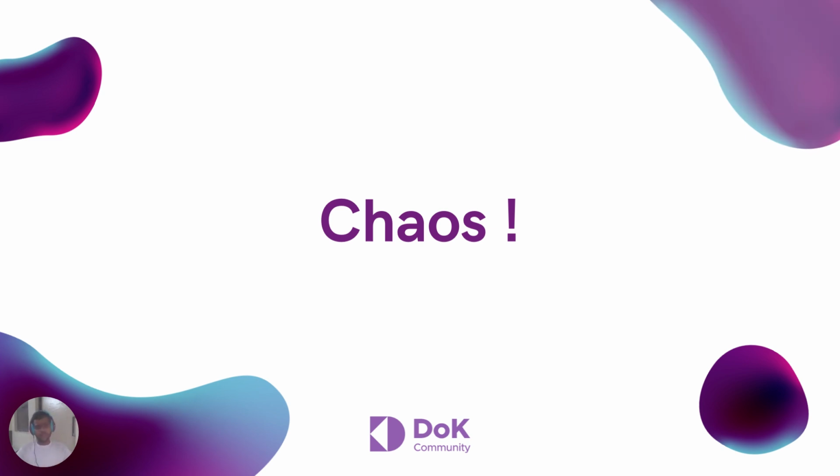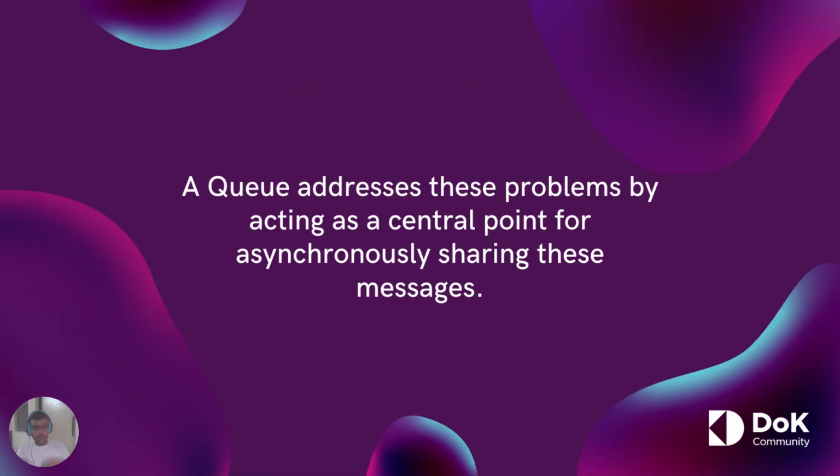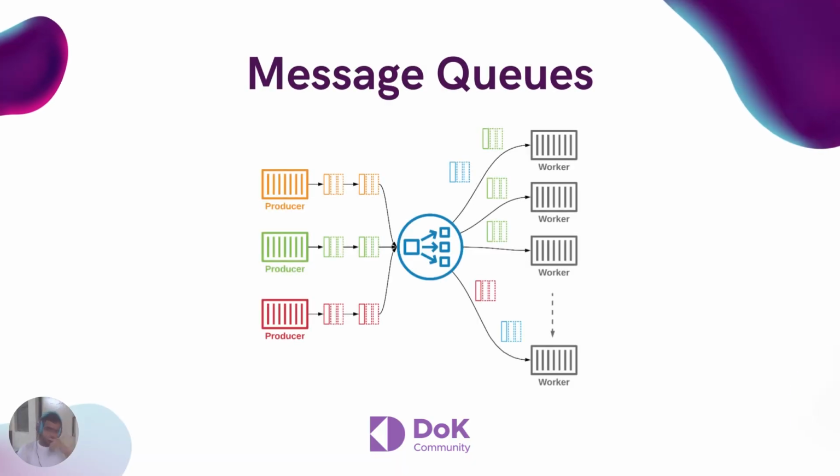So how do we solve all these problems? Well, let's welcome message queue. I'm not going into formal definitions right now. You can read it. What I'll focus on are two points: it's a central point for asynchronously sharing messages, right? So I'm going to focus on these two keywords, central point and asynchronous. What we need is some sort of a middleman which can manage all these connections and all the communications for us. And that is what is achieved by message queue.